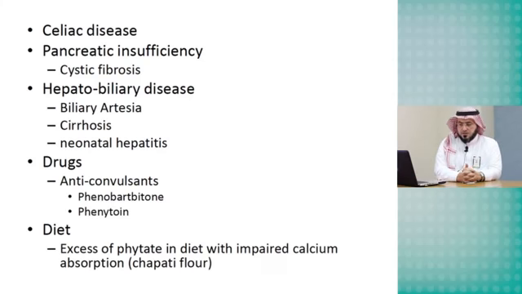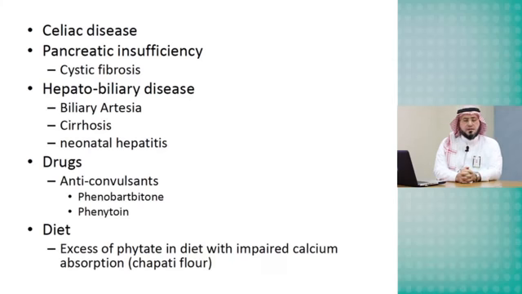As mentioned, celiac disease, cystic fibrosis, malabsorption syndromes, pancreatic insufficiency, hepatobiliary diseases, and drugs, for example anticonvulsants, are very important to ask about in our history, about the symptoms of these diseases when we do a systemic review, because they are still important causes of hypocalcemic rickets, but not as important as nutritional deficiency of vitamin D.